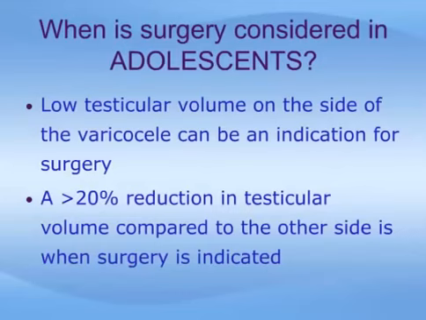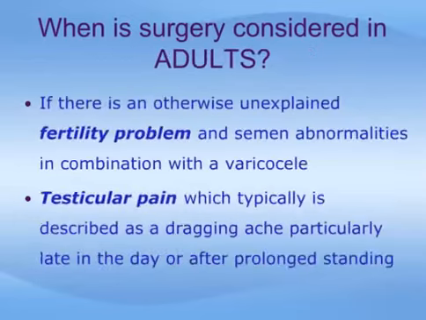Varicoceles are very common, and many men will never experience any adverse effects of them. For this reason, surgical correction is not always necessary. When varicoceles are found during adolescence, surgical correction should be considered if there is reduced testicular size on the side of the varicocele. The cutoff commonly used to determine the need for surgery is when there is a greater than 20% reduction in testicular volume compared to the other side.